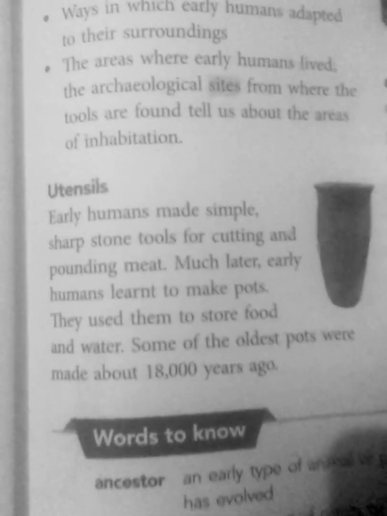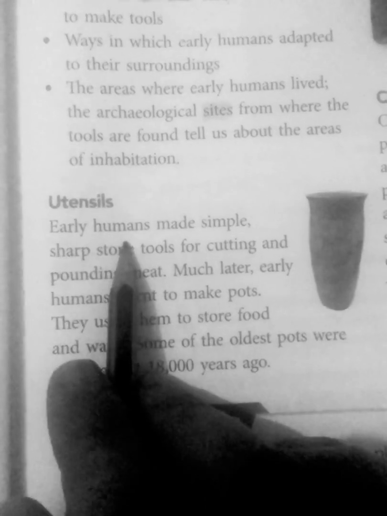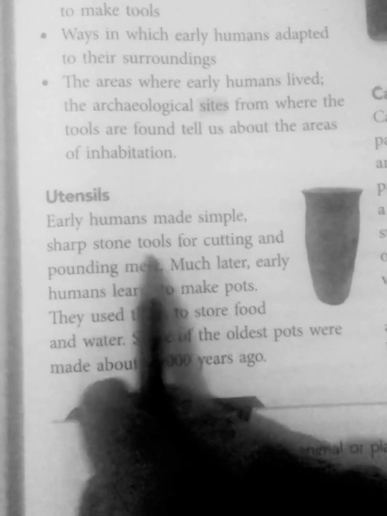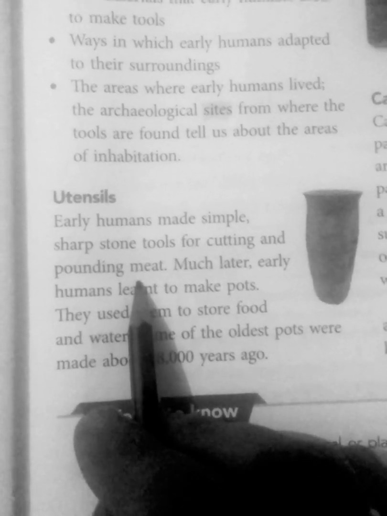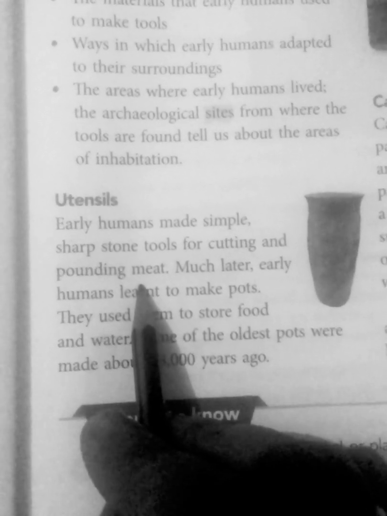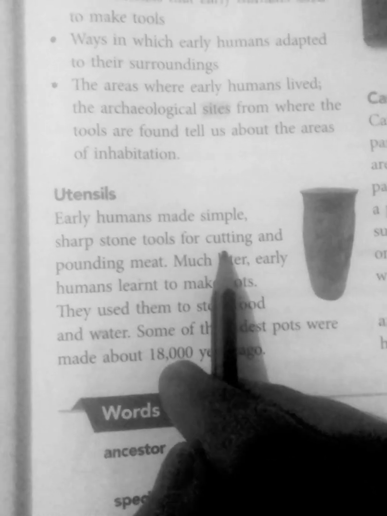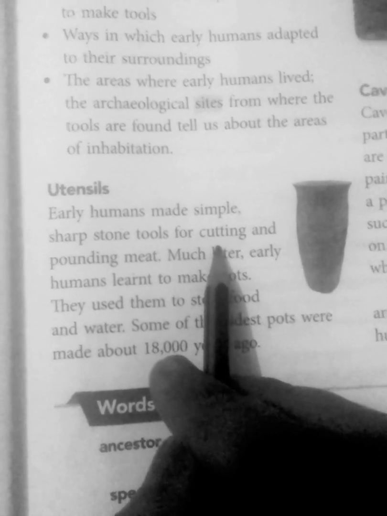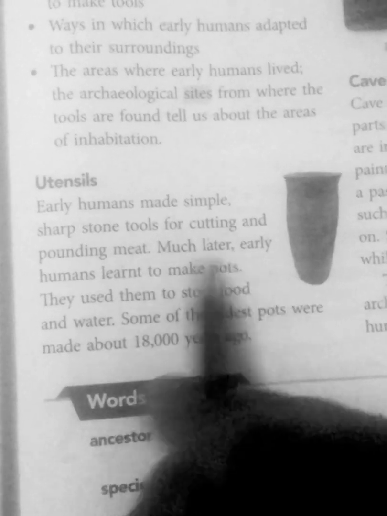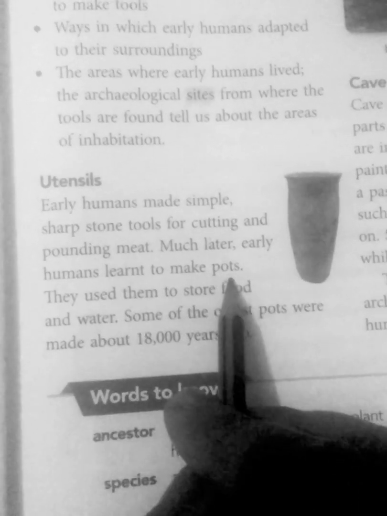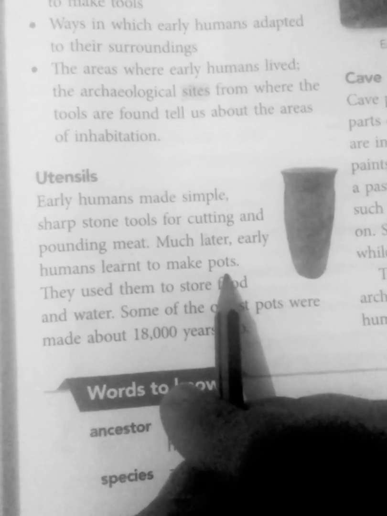Next one is the utensils. Early humans made simple, sharp stone tools for cutting and preparing meat. They made simple but sharp stone tools. For which purpose? For cutting the meat of the animals and preparing meat. Much later, early humans learned to make pots. After that, early humans knew how to make pots.